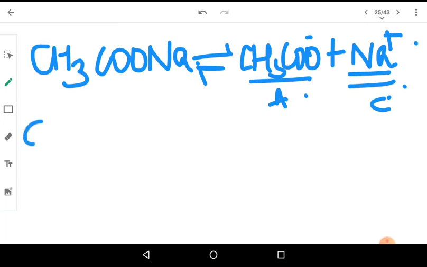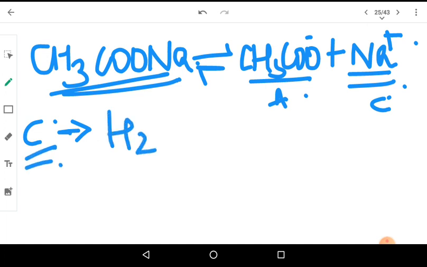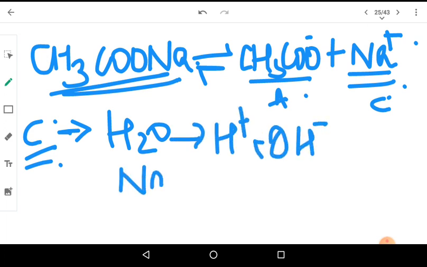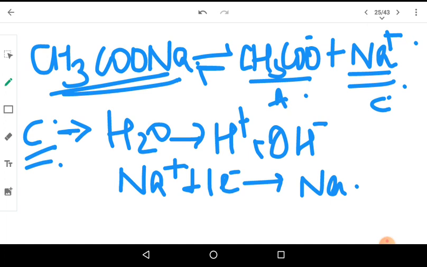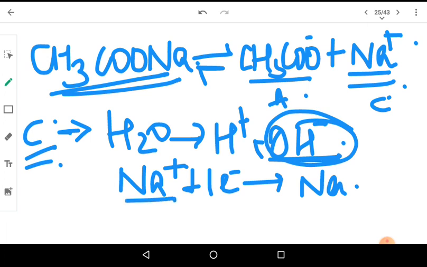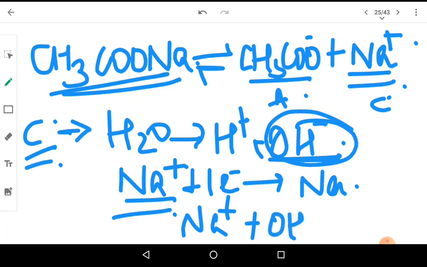So let us take the cathode reaction. Since we are taking the aqueous solution of the salt, there will be water also, right? So water will also move towards the cathode. So there is H2O giving rise to H plus plus OH minus, and Na plus is going to take up one electron to form Na. But remember that there are some OH minus ions which will react with some of the Na plus also. So a small amount of base is also produced, that is NaOH.